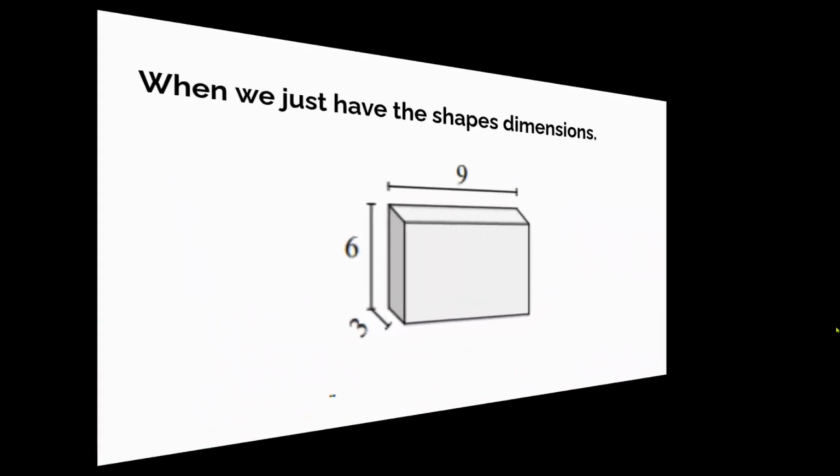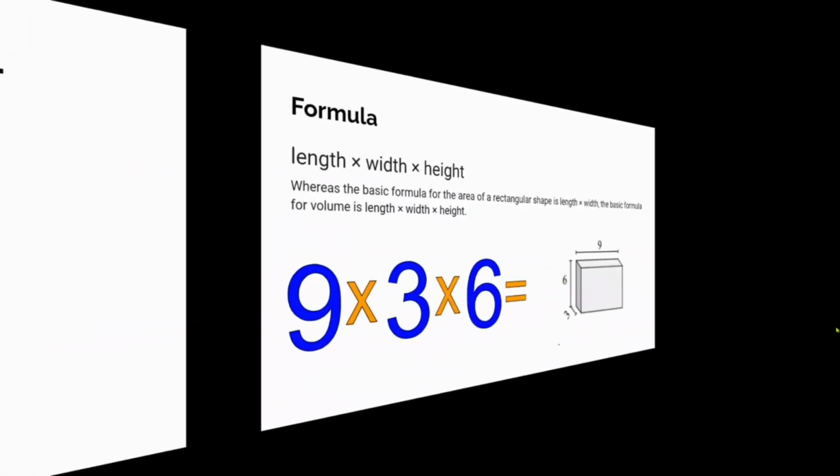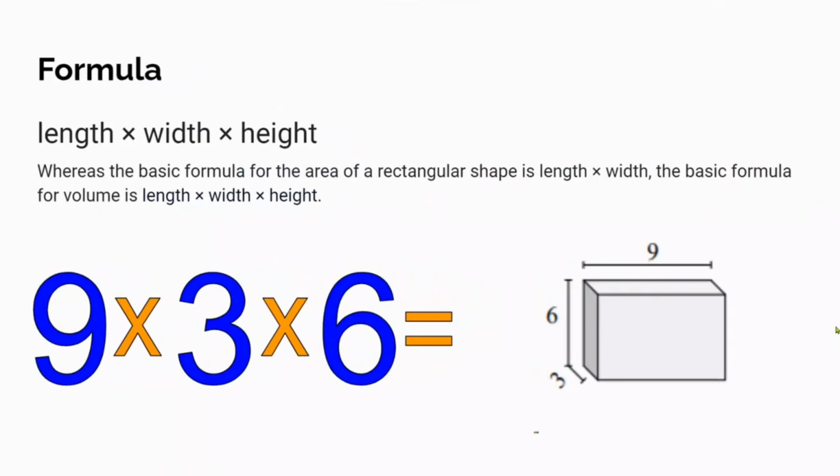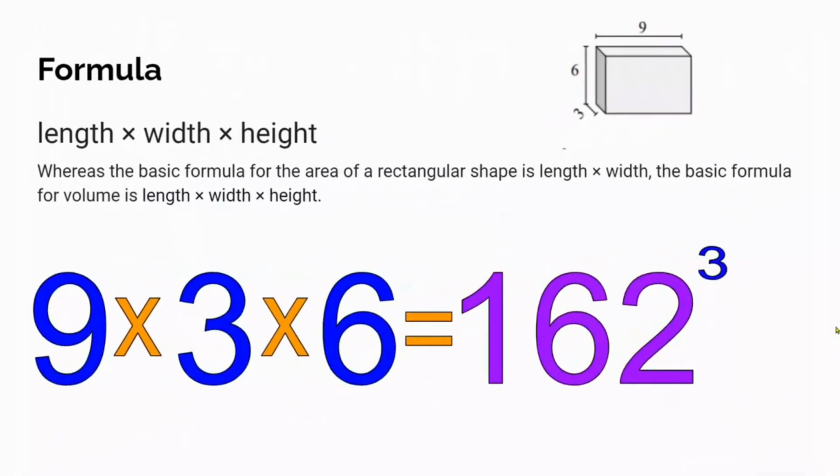This helps when we are given just shapes and dimensions. For example, in this shape, we're given the length as 9, the width is 3, and the height is 6. Using the formula of length times width times height, we have 9 times 3 times 6. And that calculation gives us the volume for the shape, in terms of how many cubed units can fit inside the shape, and in this case, the answer is 162 cubic units can fit inside that shape.